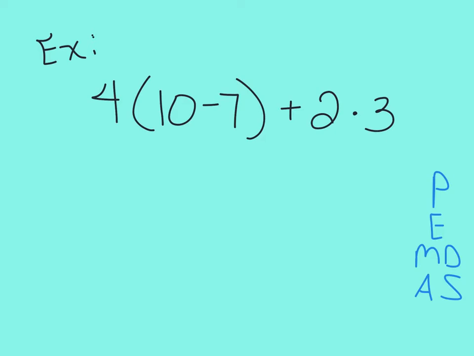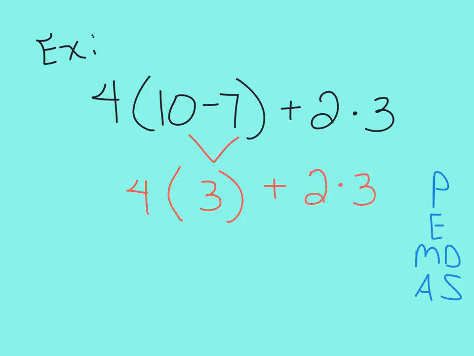So let's go through this particular expression. So we have 4 times, in parentheses, 10 minus 7, plus 2 times 3. So we're going to concentrate on the 10 minus 7 first because it is inside the parentheses. 10 minus 7 is 3. I still have my 4 here. Okay, that 4 is being multiplied by the 3 at that point because we've evaluated the parentheses. And we're going to bring down the plus sign, bring down the 2, bring down the 3.